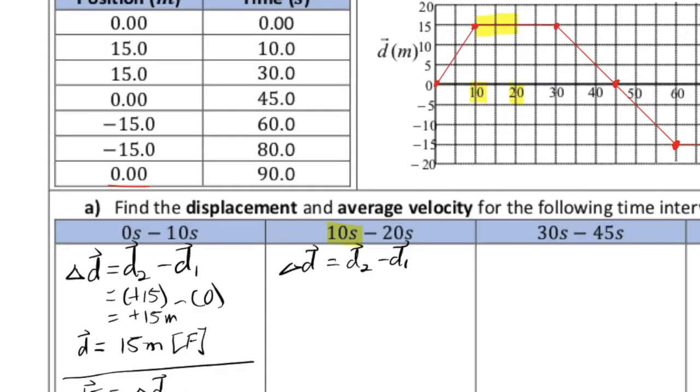Well, the displacement is the change in position, and our initial and final position are both at 15 meters forward. In both cases, we're at 15. So our displacement is 0 meters. We didn't go anywhere. We're at rest.